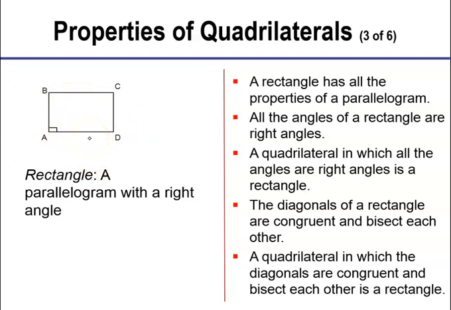A quadrilateral in which all the angles are right angles is a rectangle. So back and forth. If you have a quadrilateral with all right angles, it's a rectangle. If you have a rectangle, then it's all right angles. The diagonals of a rectangle are congruent and bisect each other. Now notice that was not true for a parallelogram. They just bisect each other. They might be different lengths.